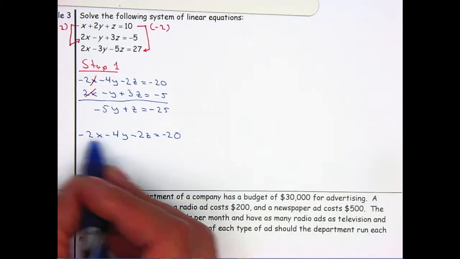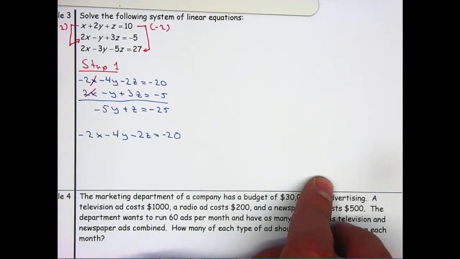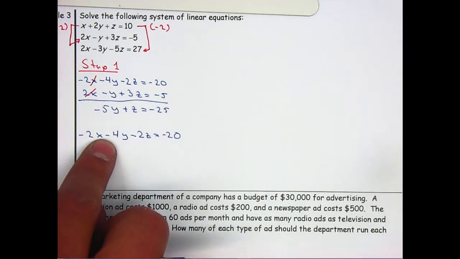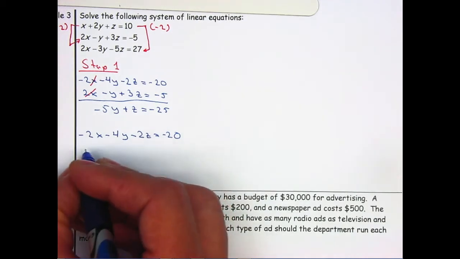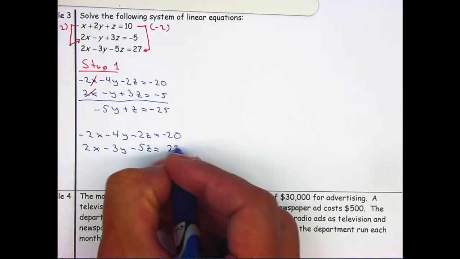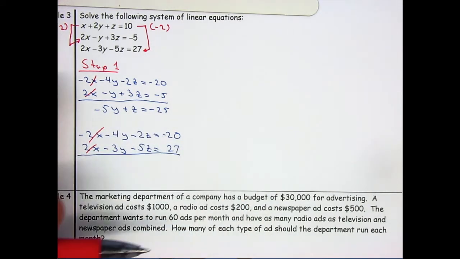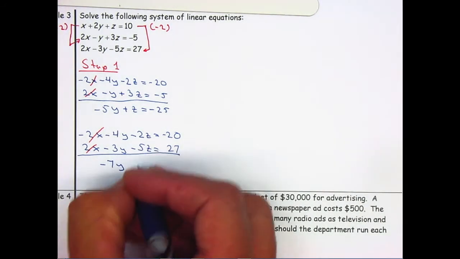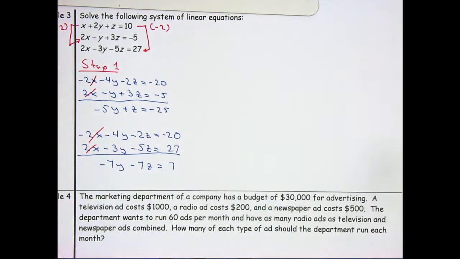I will double check that I multiplied correctly. I don't want to get to the very end and get the incorrect answer and have to redo all of my work. So it's always good to double check. That's correct. The third one will stay the same, so it'll be 2x minus 3y minus 5z is equal to 27. The x's cancel once again. Remember, if you cancel the x's on the first one, you need to cancel the x's on the second one. Key thing. So it gives me -7y, -7z, and it's equal to 7. Too many 7s. 3 7s.